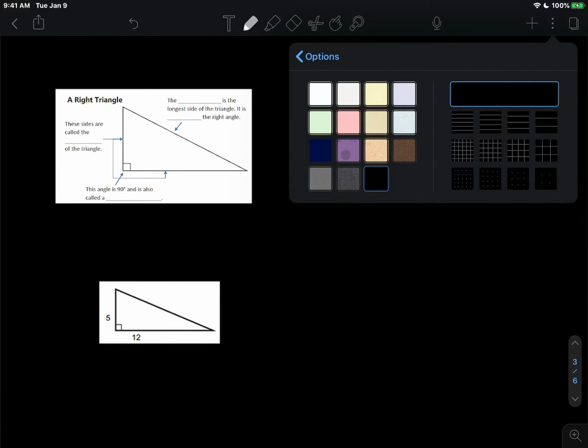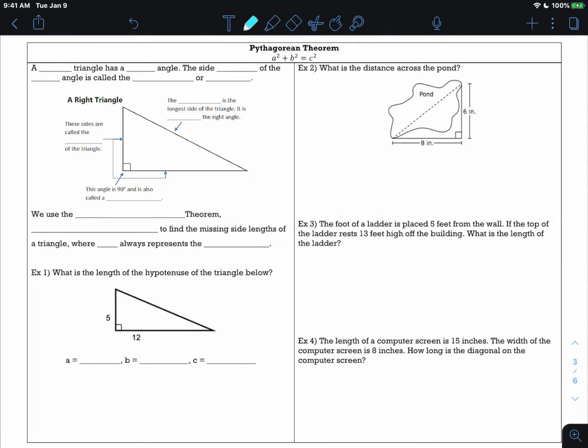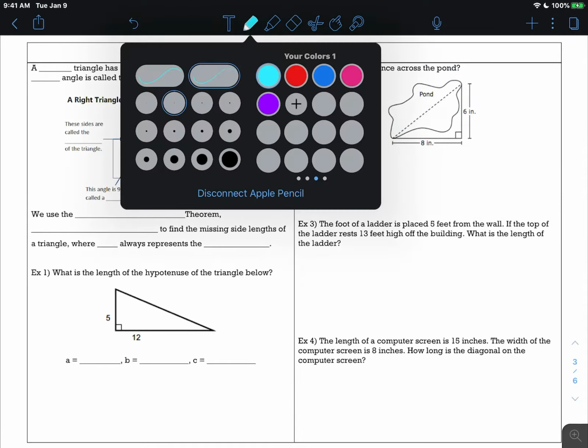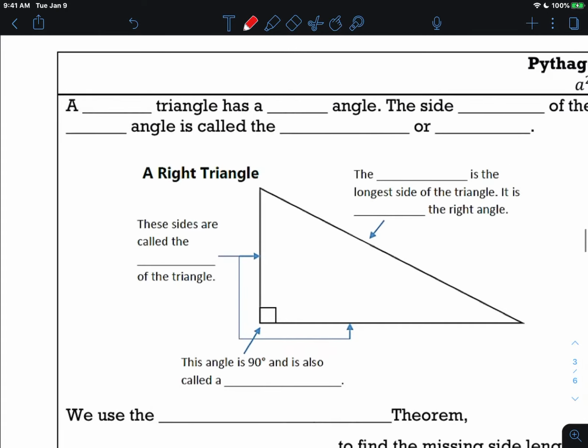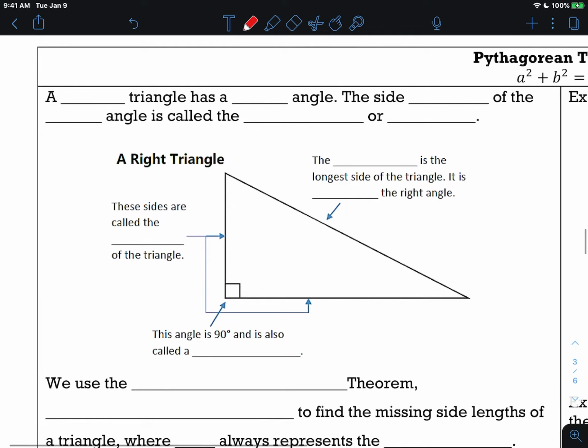Today, what we're going to be doing is going over something called the Pythagorean theorem. What is this? Well, the Pythagorean theorem is a way for us to solve for the sides of a triangle, but this only works for a special kind of triangle called a right triangle. So let's go ahead and get started with filling in our notes.